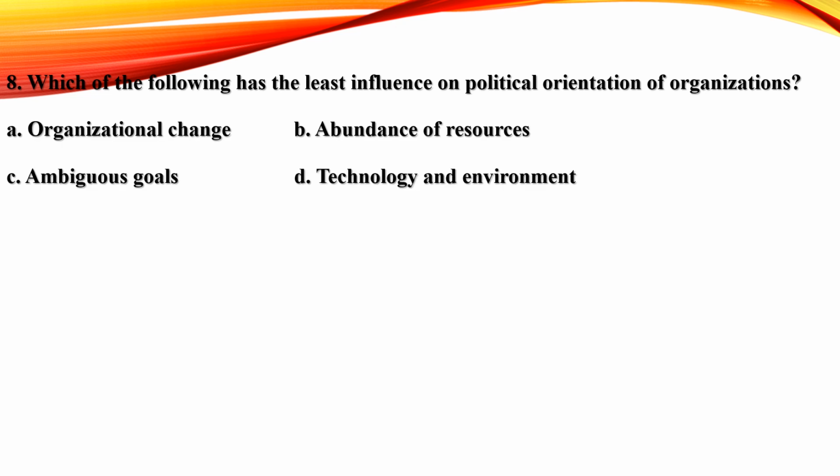Question number 8. Which one of the following has the least influence on political orientation of an organization? A. Organizational change. B. Abundance of resource. C. Ambiguous goal. D. Technology and the environment. From the given alternatives, which one has the least influence on political orientation of an organization?